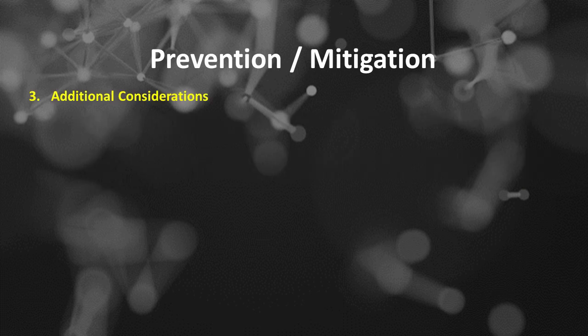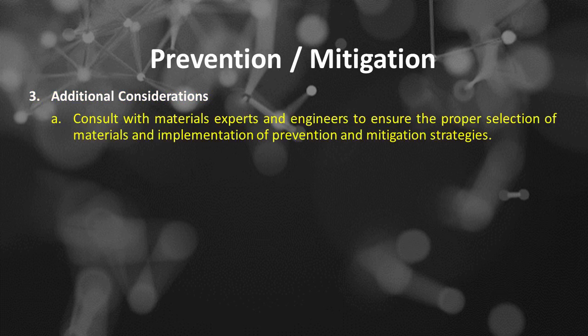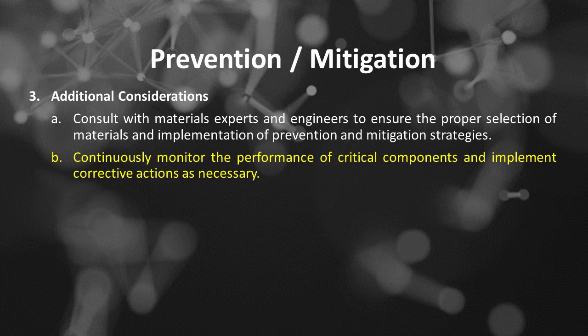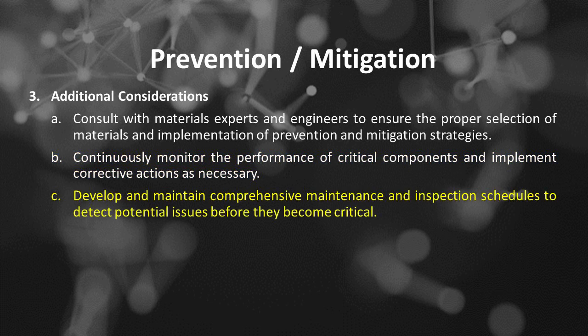Additional considerations in case of prevention and/or mitigation strategies for sigma phase embrittlement damage mechanisms. The first is to consult with materials experts and engineers to ensure the proper selection of materials and implementation of prevention and mitigation strategies. The second is to continuously monitor the performance of critical components and implement corrective actions as necessary. The third is to develop and maintain comprehensive maintenance and inspection schedules to detect potential issues before they become critical.